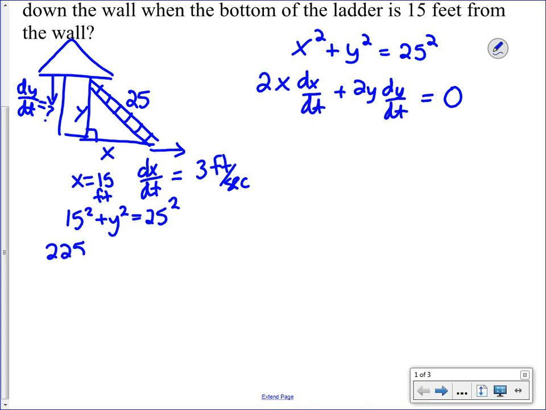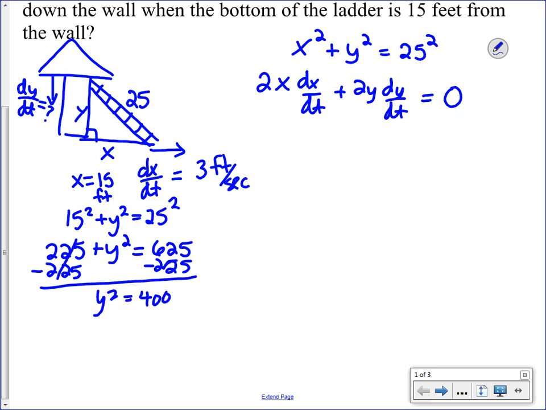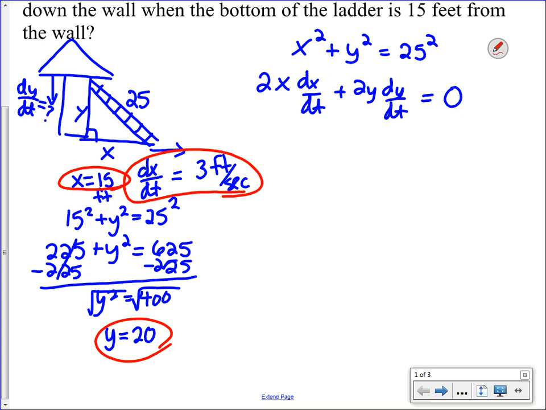15 squared is 225. 25 squared is 625. Subtract 225 on each side. And we get y squared equals 400. And then just square root each side. And so we get y equals 20. All right, so we have everything we need to plug in because we've got y is 20, x is 15, dx/dt is 3 feet per second, and then we're solving for dy/dt.